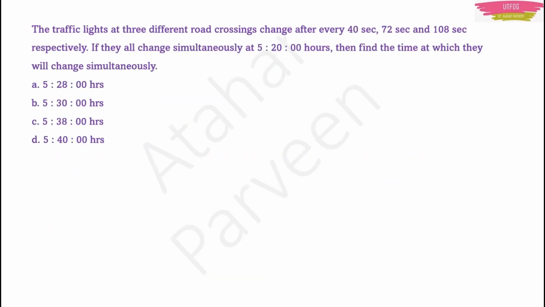Next question. They can ask you this type of question also. The traffic lights question. Remember they asked you one traffic lights question in 2015 also, right? The question is: the traffic lights at 3 different road crossings change after every 40 seconds, 72 seconds and 108 seconds respectively. If they all change simultaneously at 5:20 hours, then find the time at which they will change simultaneously.